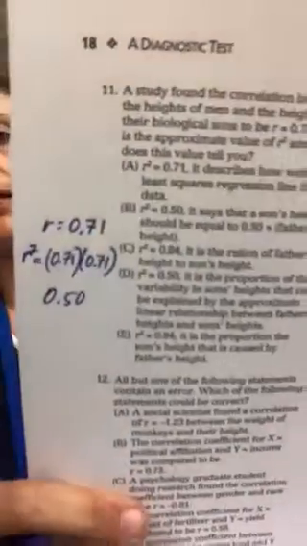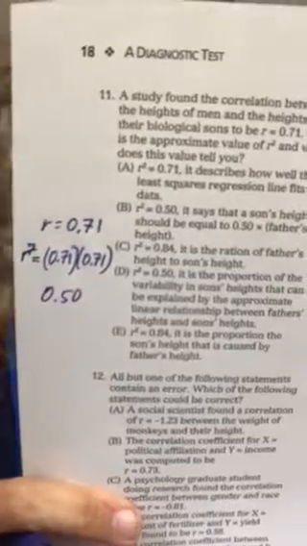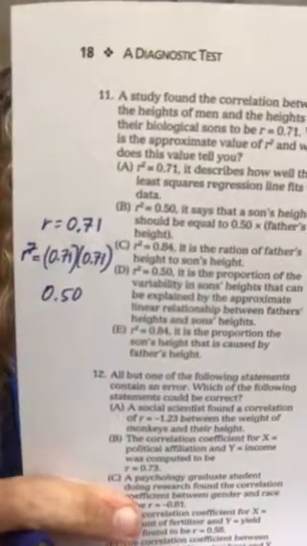So R squared, let's go ahead and calculate that. If R is 0.71, then R squared would be 0.71 times 0.71. So using my easy calculator, I don't really need a fancy calculator, I get the value 0.50. So right off the bat, I'm going to eliminate A and C and E.